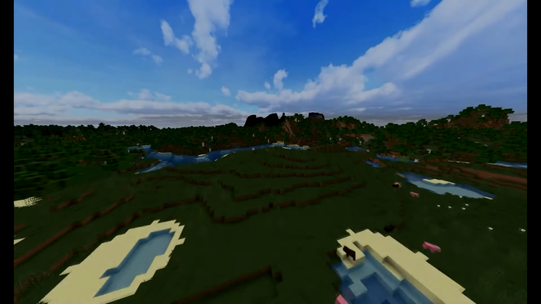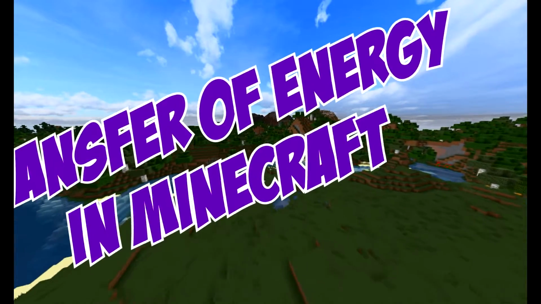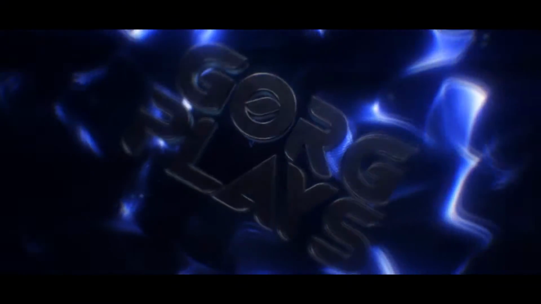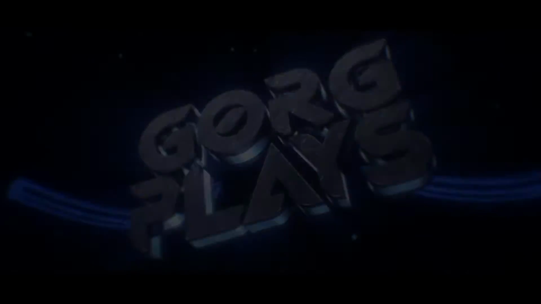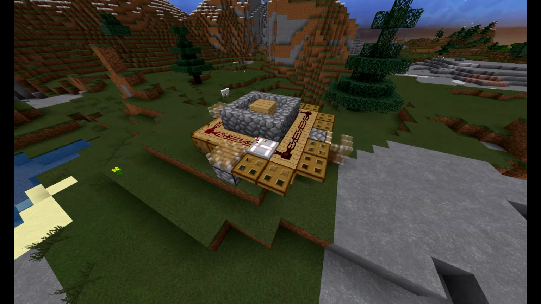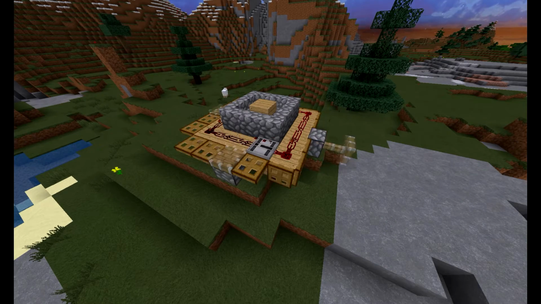I'm George and welcome to a special video where we are going to be talking about the transfer of energy inside Minecraft. In this video, we will be working with the transfer of energy in Minecraft using a system. Now the focus of this video is the transfer of energy, and these are the three main types of energy we will be looking at.